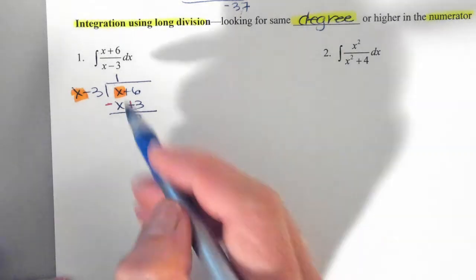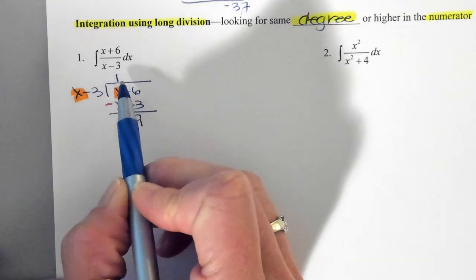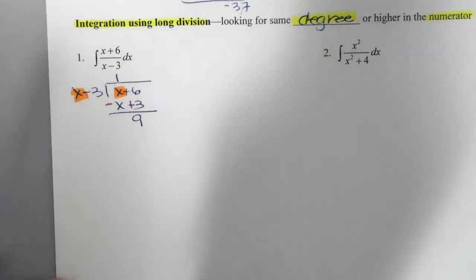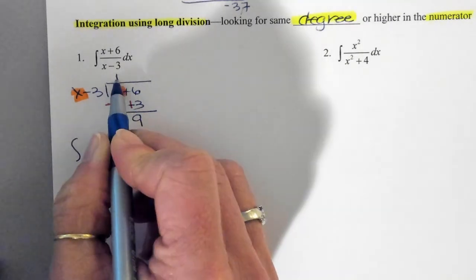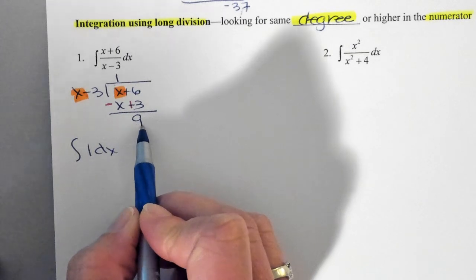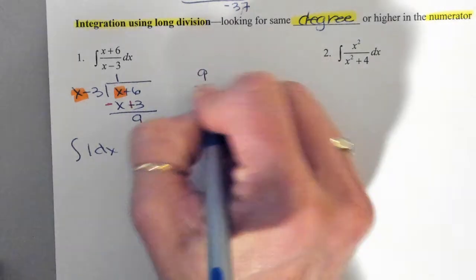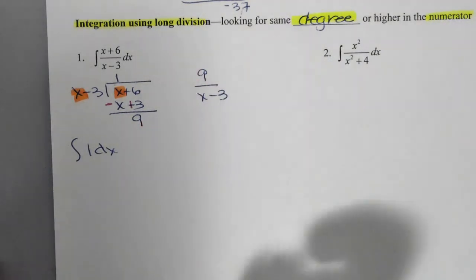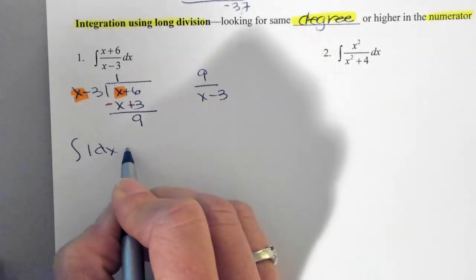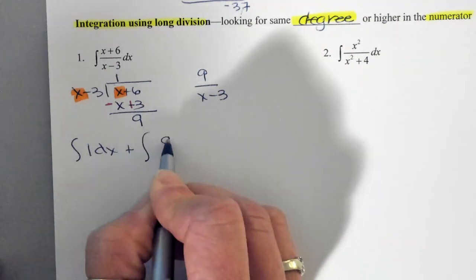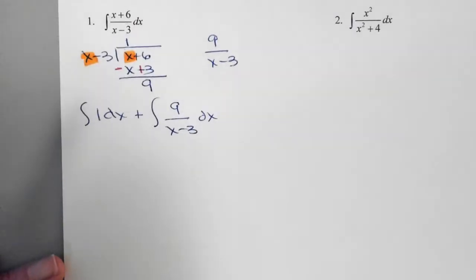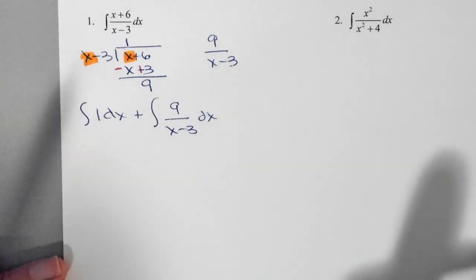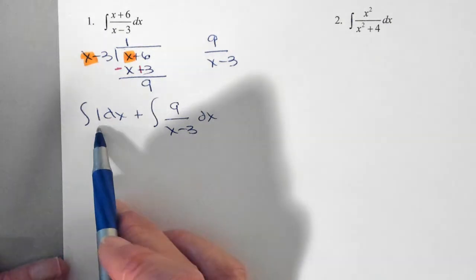So now what you're going to do is write these as two separate integrals. The first one is the answer that you got from the top, so it'd be the integral of 1 dx. That's from here. Then you have a remainder, and this remainder is 9 over x minus 3. So this is positive. This is my remainder, so I'm going to write this as plus the integral of 9 over x minus 3 dx. So this is my setup to start integrating. So this is really quick. I can integrate 1 dx. What is it? It's just x.